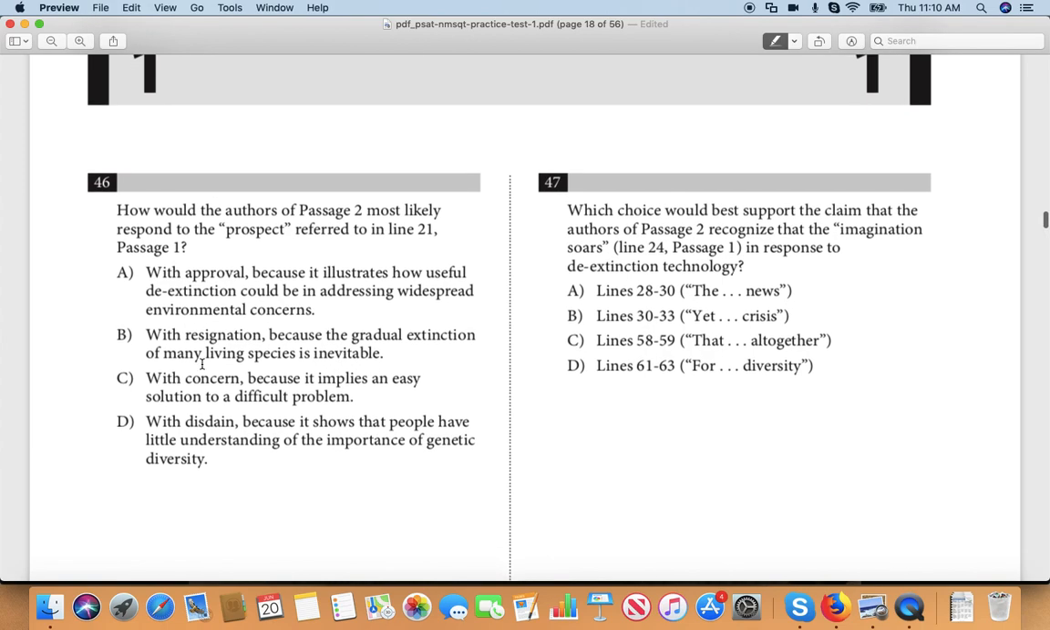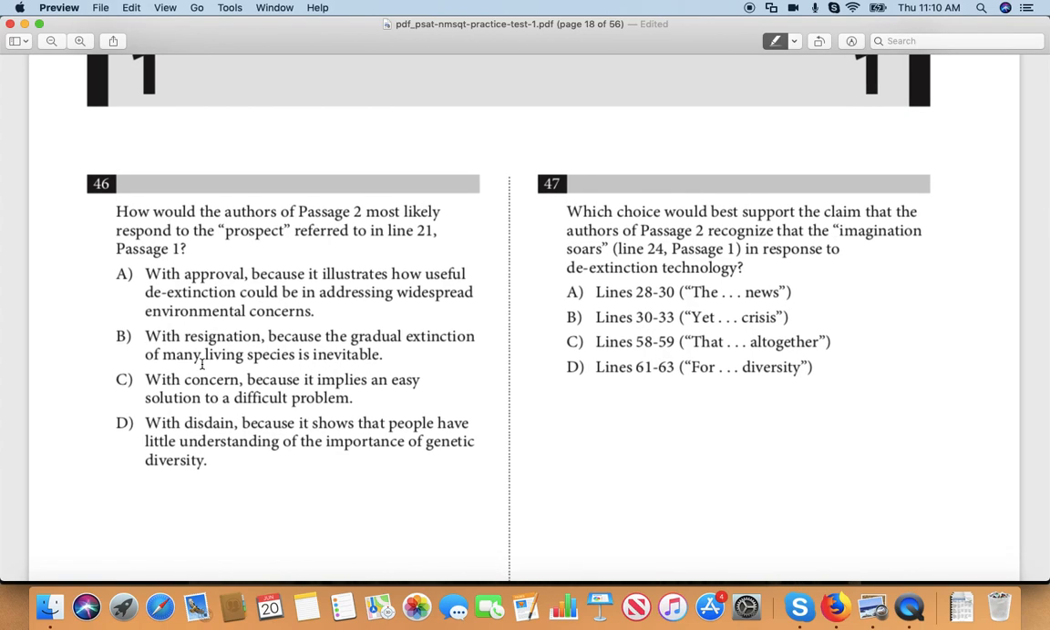Okay, so let's read answer choice A, please. With approval, because it illustrates how useful de-extinction could be in addressing widespread environmental concerns. Would the authors of Passage 2 respond with approval? Probably not, as we discussed. They're probably not the biggest fans. Try B. With resignation, because the gradual extinction of many living species is inevitable. What about that? That sounds good for now. Is the gradual extinction of many living species inevitable?